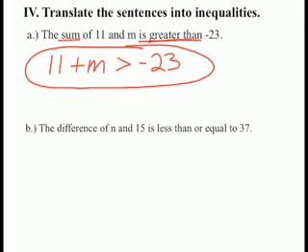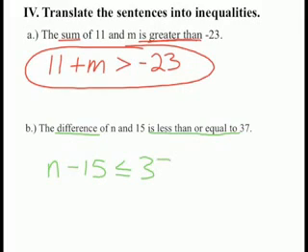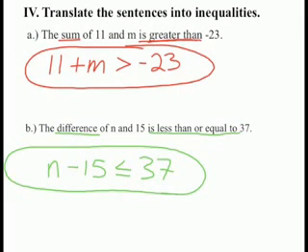For B, the difference of n and 15 is less than or equal to 37. So underline your important information: difference and is less than or equal to. Difference tells us we're subtracting. So the difference of n and 15 is n minus 15. Is less than or equal to is the inequality, less than or equal to 37. Whenever the word is in front of greater than or less than or equal to, that's when you know it's an inequality and not a minus sign or a plus sign.